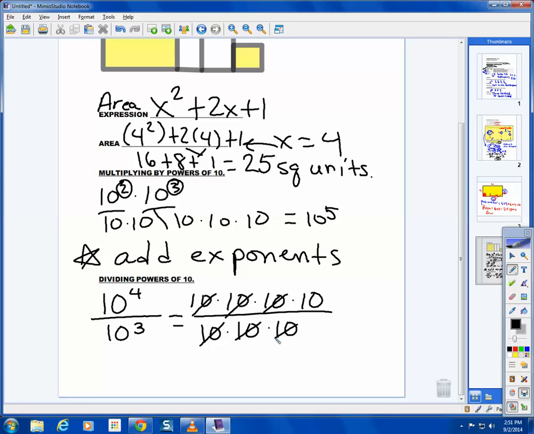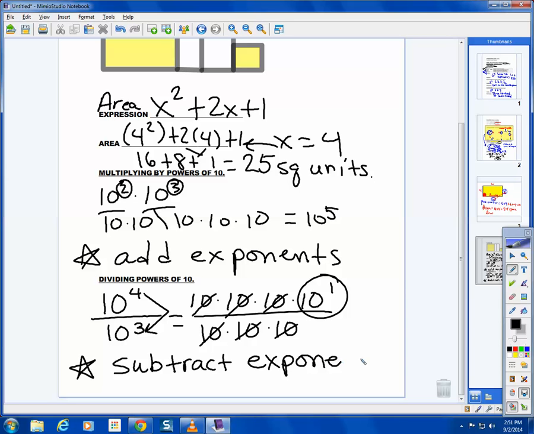How many tens? We get an answer of 10 to the first power because there's only one left, right? What's your conjecture about the 4 and the 3 right here when it's written that way? What do you do with the 4 and the 3 to form a 1 over here? Subtract exponents. So when you're dividing powers of 10, you subtract your exponents. Whoa! Holy cow. That is a big looking T. Exponents. Did I spell this right? Yes, I did.